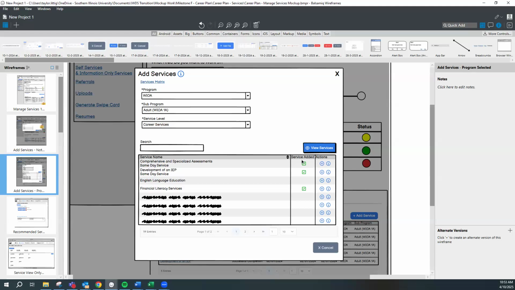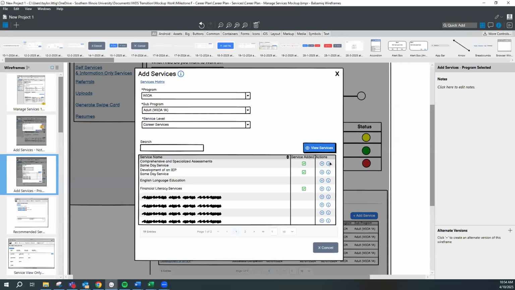In order for you to know the service was added, this column is going to update with a little check mark saying, hey, the service was added. That way, if you are adding multiple services at one time, you don't get confused and go, did I add English language education? I don't remember. I can look here and go, oh no, I didn't add it. And then I can go ahead and add it. So that should help you from not accidentally adding a service more than once.